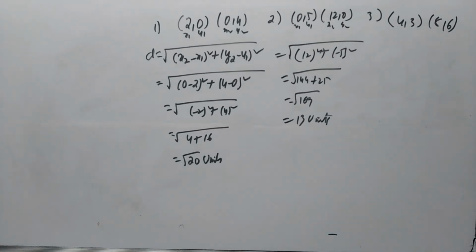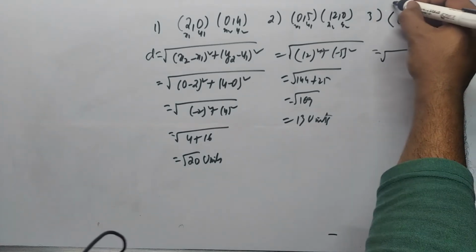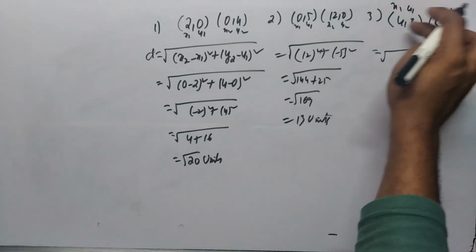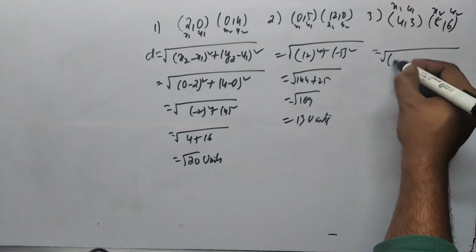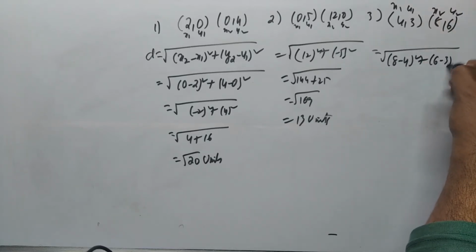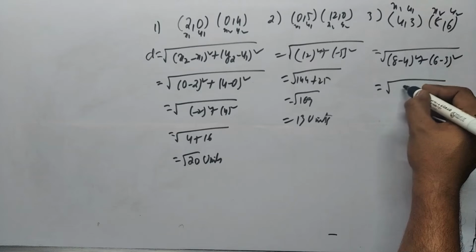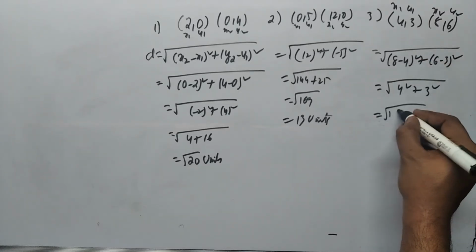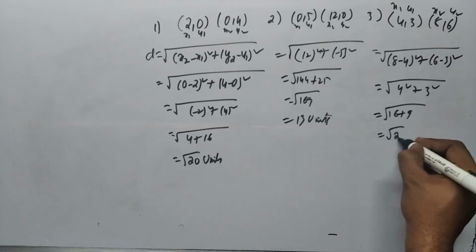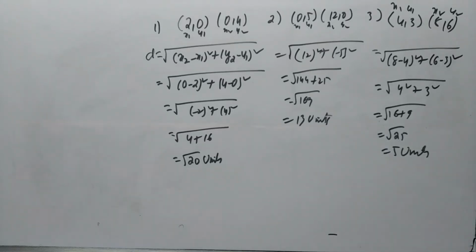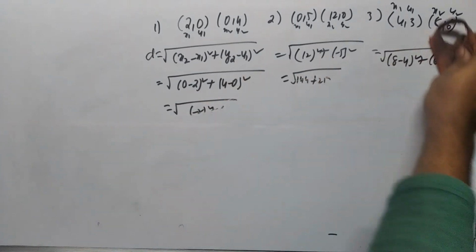Next, here also this is x1, y1, this is x2, y2. The distance is x2 minus x1, so 8 minus 4 whole square, next 6 minus 3 whole square. So 8 minus 4 is 4, 6 minus 3 is 3. So 16 plus 9 is root 25, and the root of 25 is 5 units. This is how we got the answer for this.